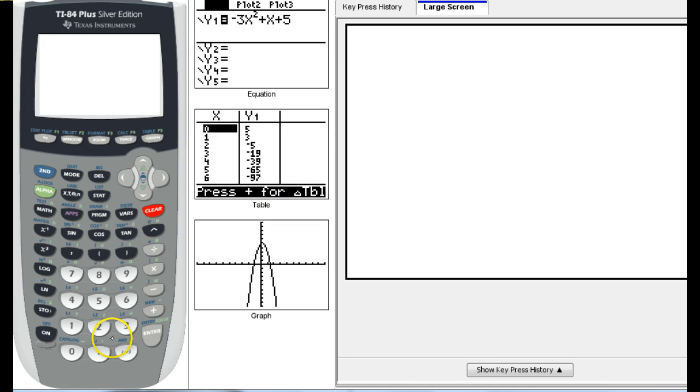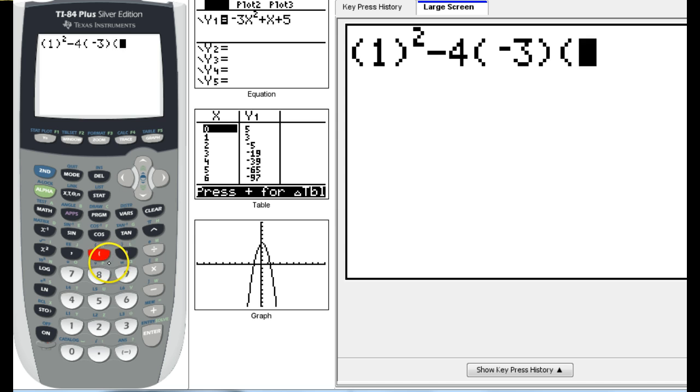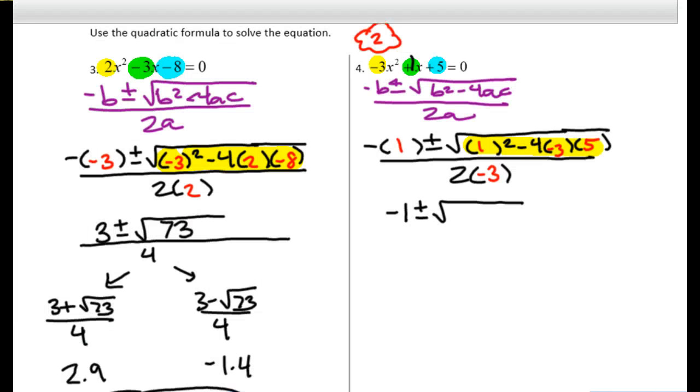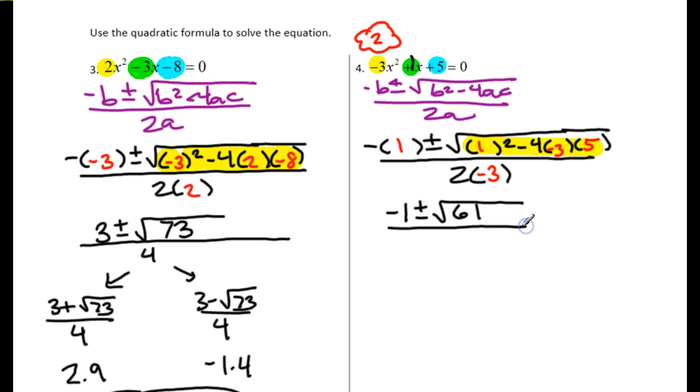Alright, so this problem, inside the radical was, like we said, type it in with parentheses, just like you have it written. 1 squared minus 4, parentheses, a was negative 3, close them, parentheses for the c, which was 5. Enter, and the calculator tells us all of that will simplify to 61. So our radical just has a 61 in it. The bottom is just 2 times negative 3, negative 6. Alright, done the hard part, we're almost there.